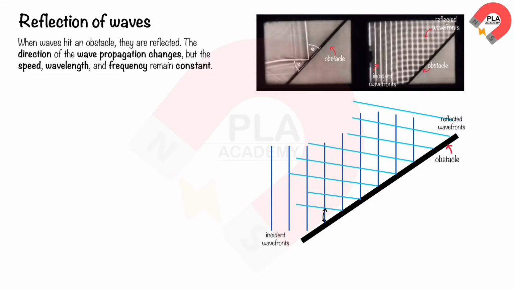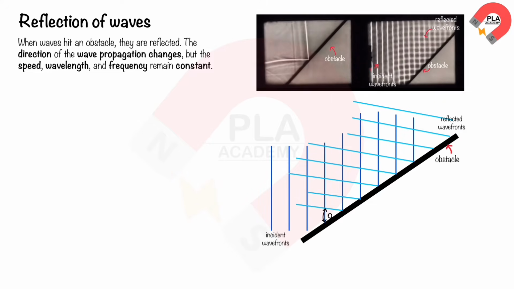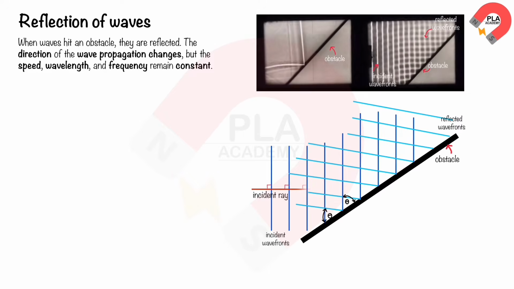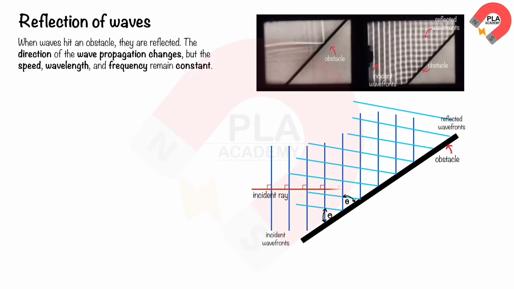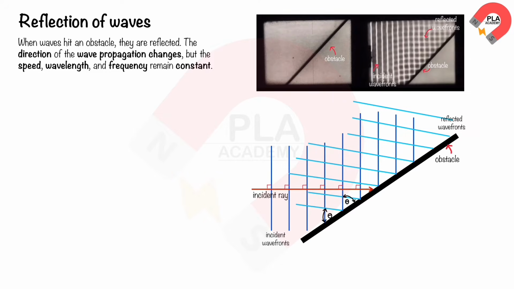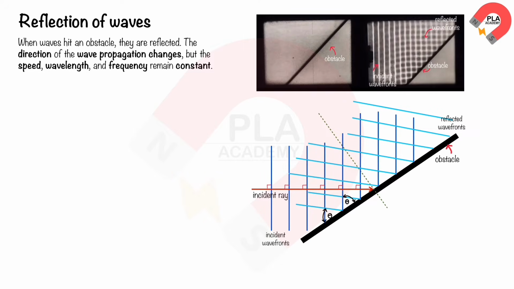The angle between the incident wavefronts and the surface of the obstacle is equal to the angle between the reflected wavefronts and the surface of the obstacle. Draw the incident ray that is perpendicular to the incident wavefronts, and its direction is the direction of wave propagation, direction of energy transfer. Draw the normal line at right angle to the surface of the obstacle.